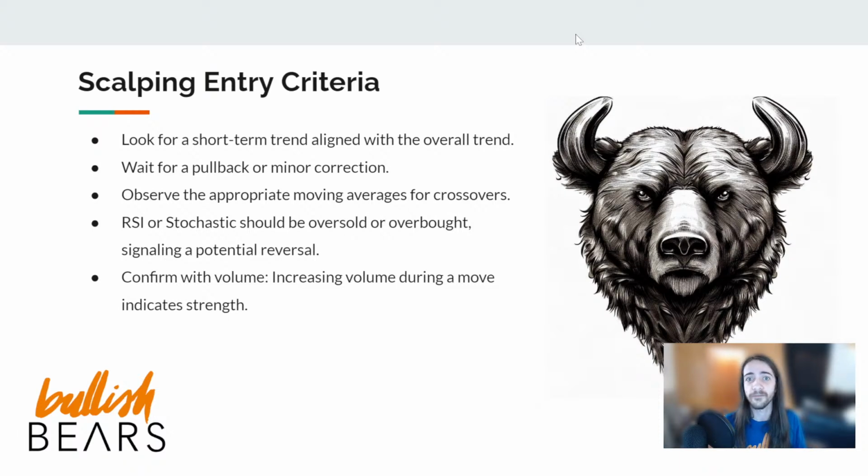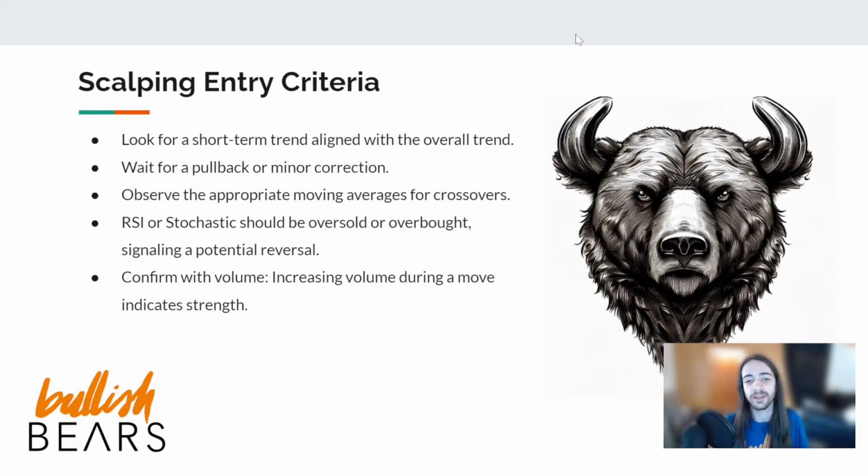Are we watching the 5? Are we watching the 9? RSI and the stochastic should be oversold or overbought, signaling a potential reversal. These are good indicators we want to use in order to really realize what's going on in the market. How can we feed off these indicators? What are these indicators telling us?